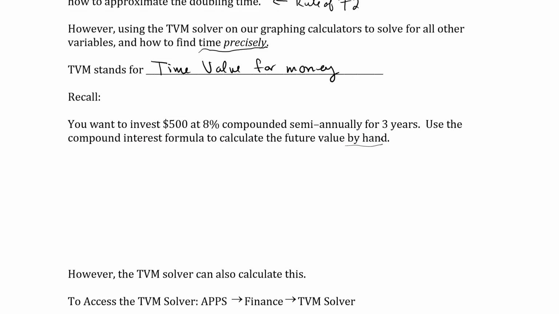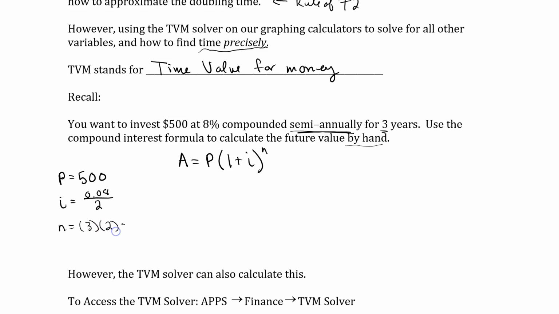So let's take out that formula we know. A equals P(1 plus i) to the n. We know that our P is 500, that's the initial. We know that our i is going to be 8%, so 0.08 divided by semi-annually, so we want to divide that by 2. Our n is going to be 3 times the number of compounding periods per year, which is 2, which is 6. So let's plunk in our values here.